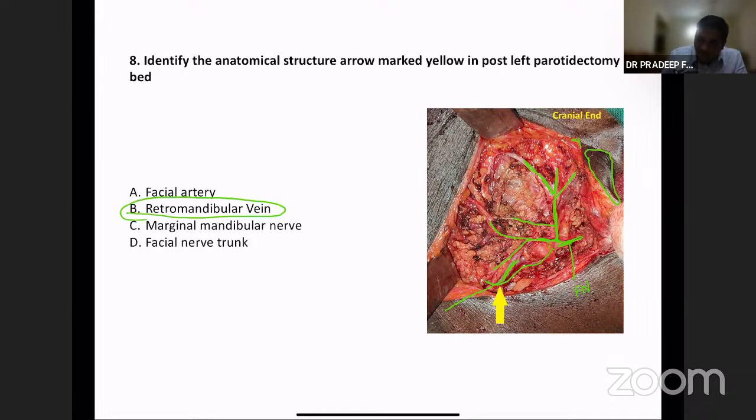It cannot be the facial artery, because the facial artery is seen along the angle of the mandible here. If you press it against the angle of the mandible, you can even feel the facial artery pulsation. Just anterior to the masseter muscle, if you palpate, you can feel the facial artery. So the facial artery is not a possibility. The bluish structure is the retromandibular vein.